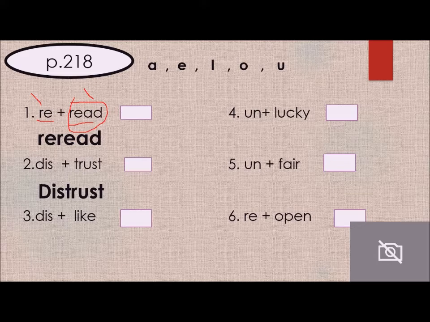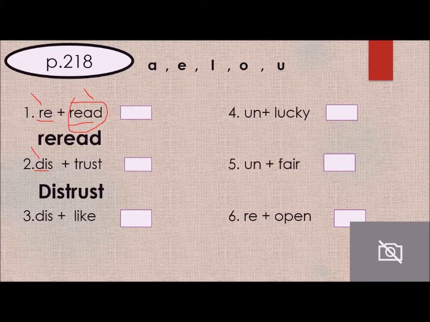Okay, number 2, distrust. Look at the prefix dis. How many vowels does it have? 1 vowel, which means how many syllables? 1 syllable, because we are hearing only the vowel sound I. This, dis. So this is the first syllable.